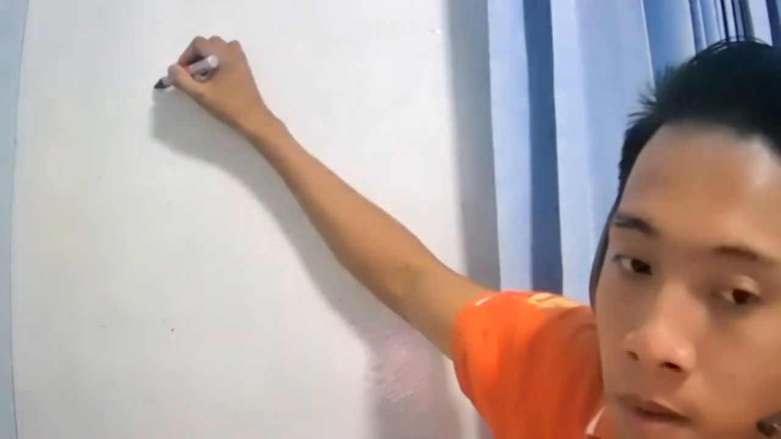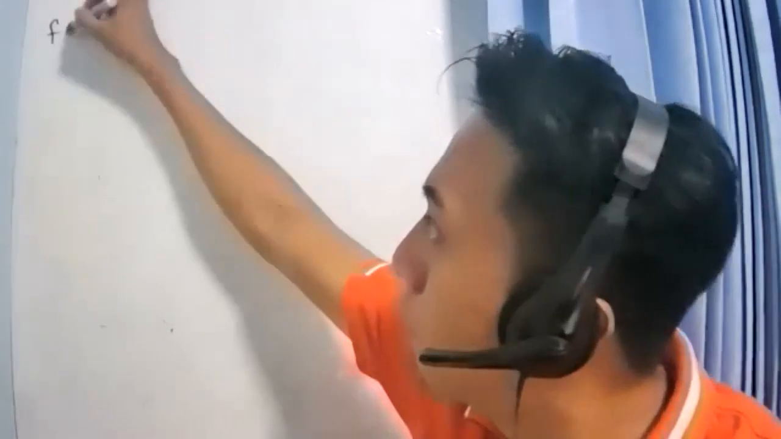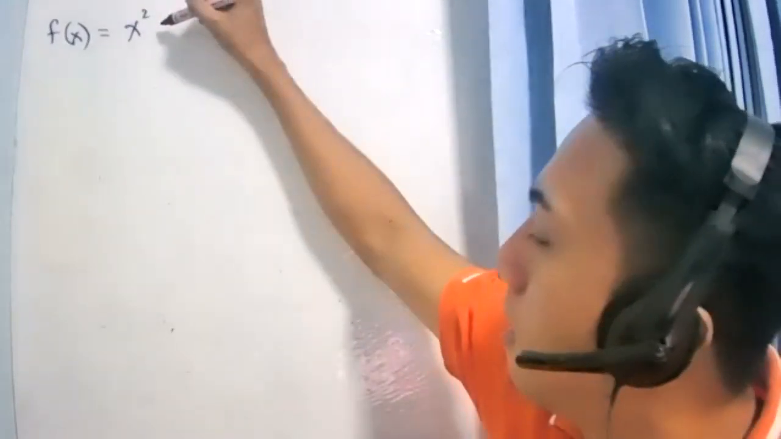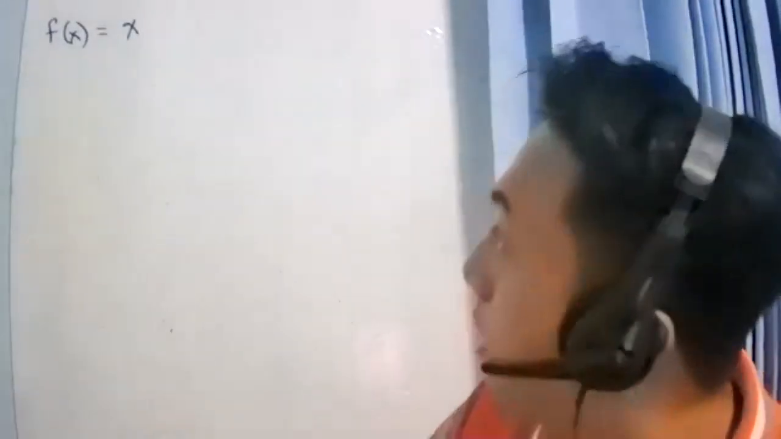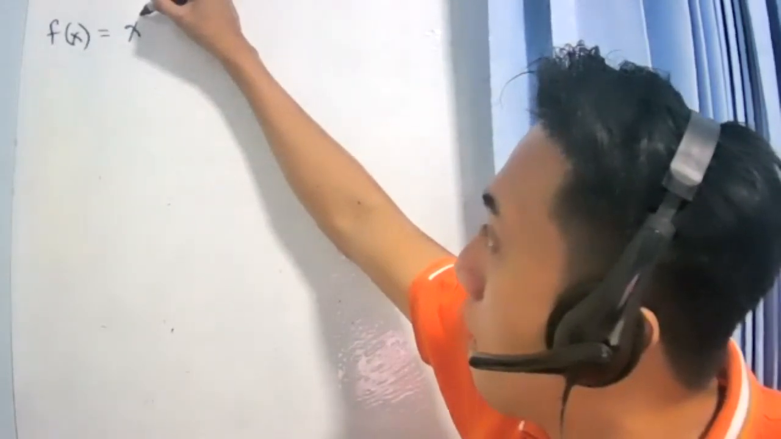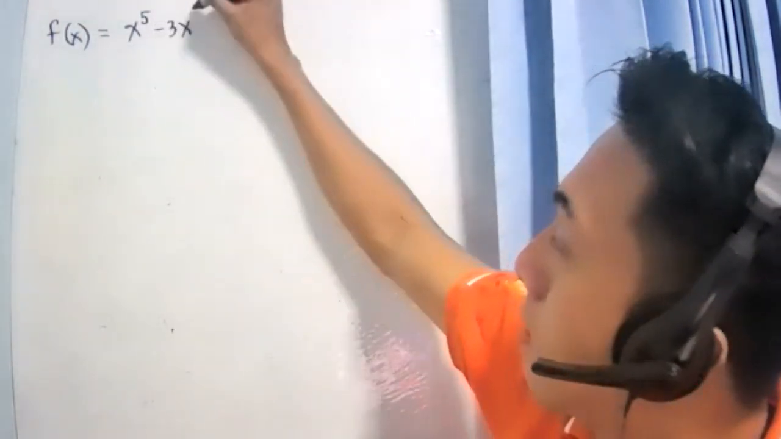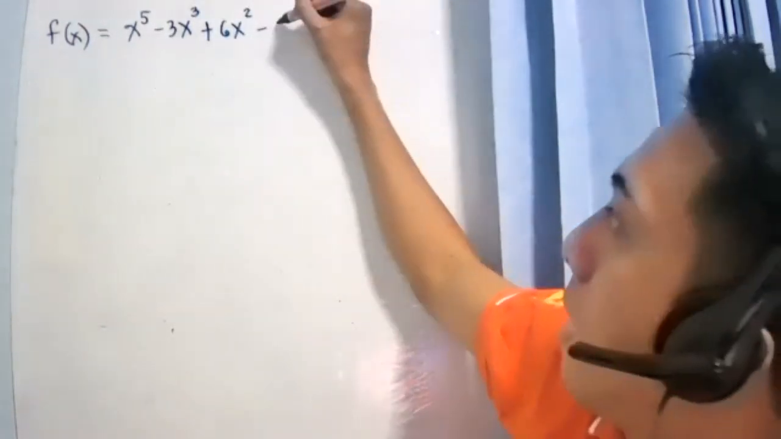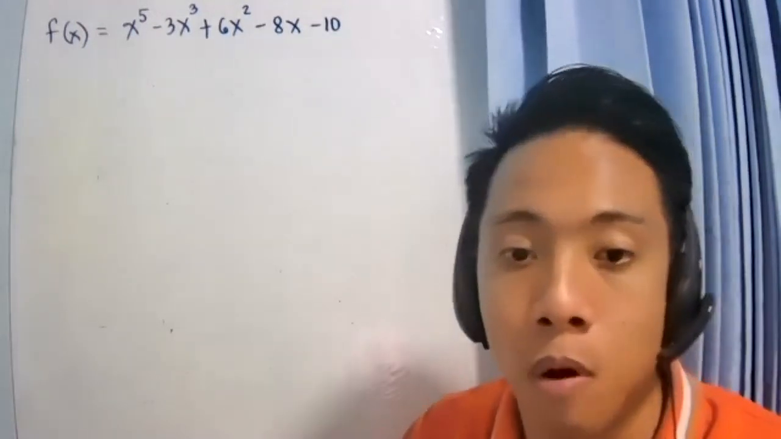For example, we will graph this function. Let me raise it a bit to maximize the space. f of x is equal to, let's say, x squared. This one is super basic. Maybe x raised to 5 minus 3x cubed plus 6x squared minus 8x minus 10. This is an example of a polynomial.